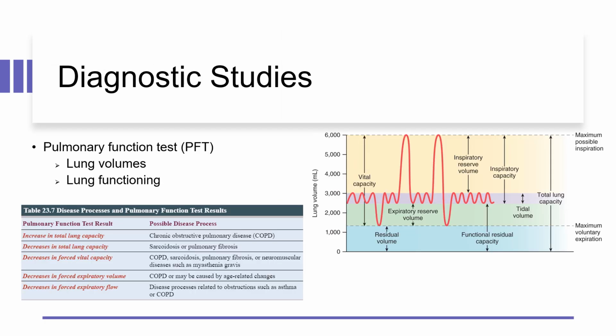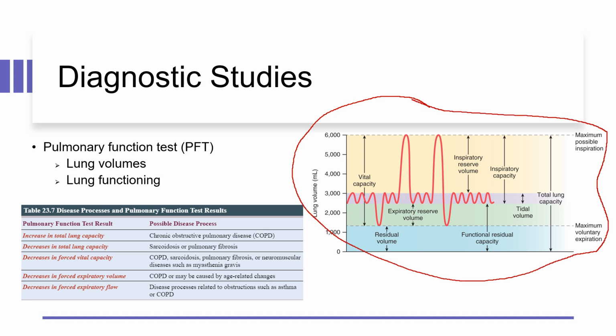Then we have our pulmonary function test. We call this PFT. This is going to measure lung volumes and lung functioning. So I'm going to go through this a little bit on the next slide so that you can understand what this little graph here is actually showing. Once you understand what it's measuring, then you kind of get like, okay, that's why we measure it. That's how this relates to this respiratory condition.